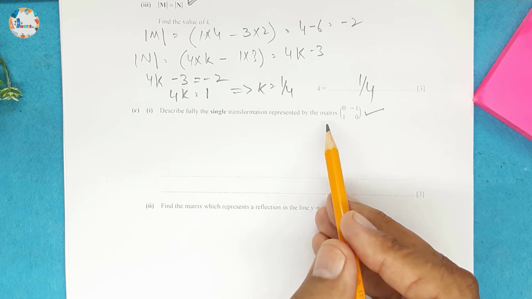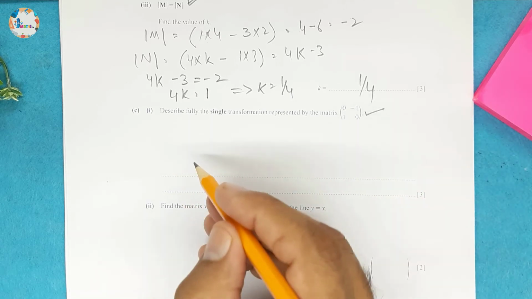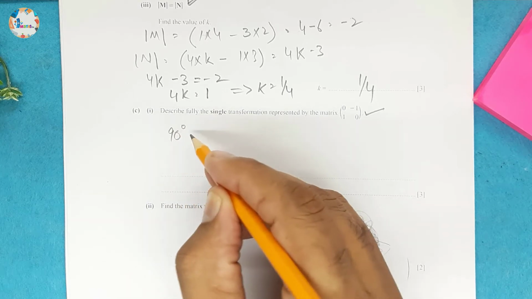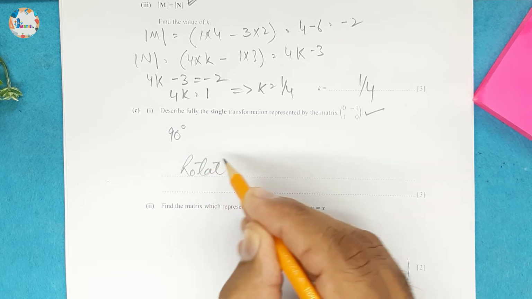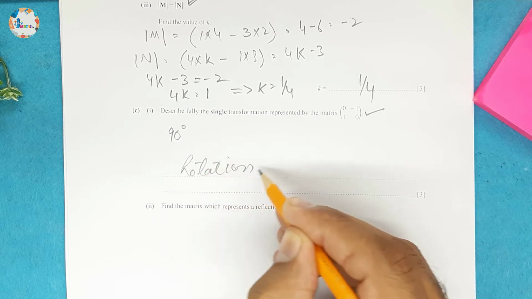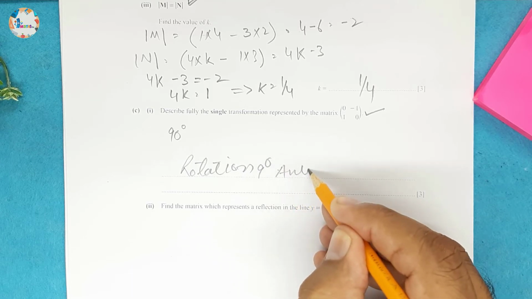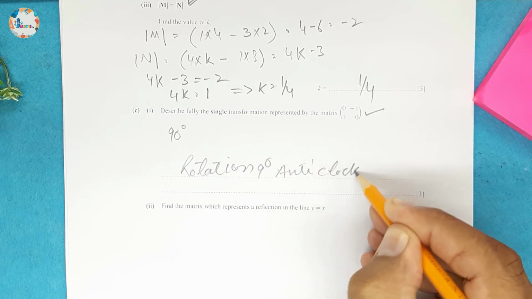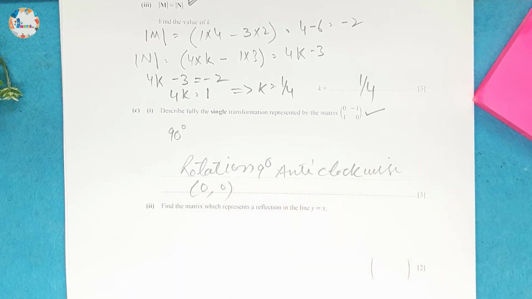Then a C I part, a matrix is provided, described with a single transformation represented by matrix 0, minus 1, 1, 0, and we know this is a 90 degree rotation. So we can write here rotation 90 degree anti-clockwise about the origin 0, 0. This will be basically the answer for this one.